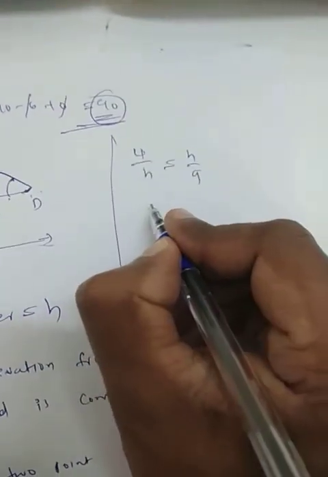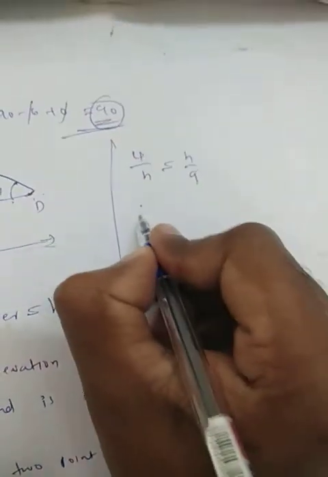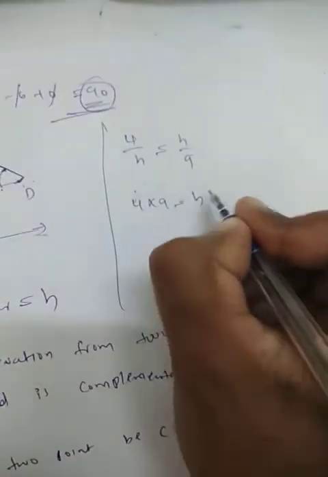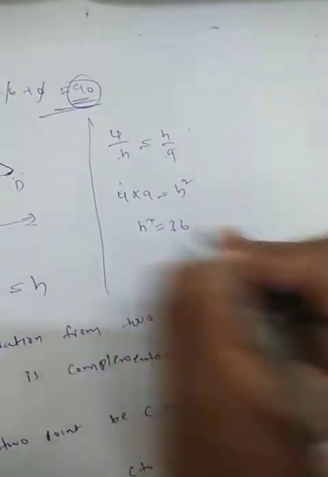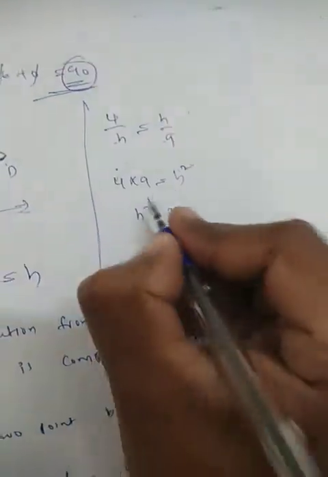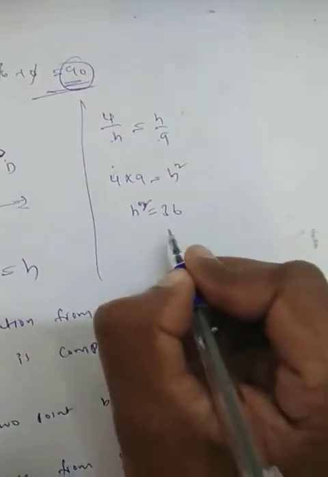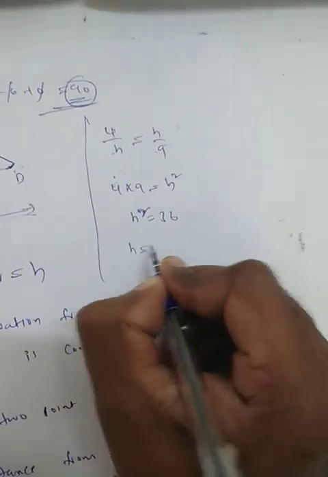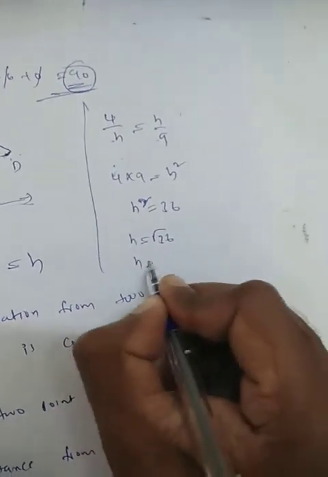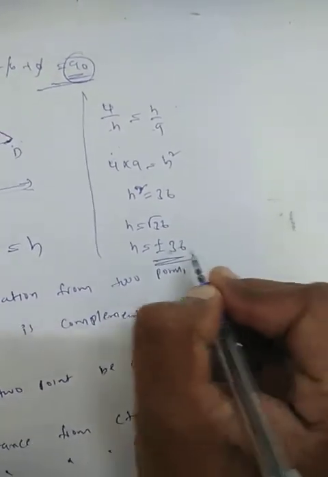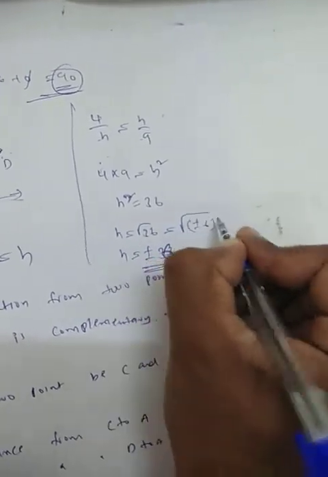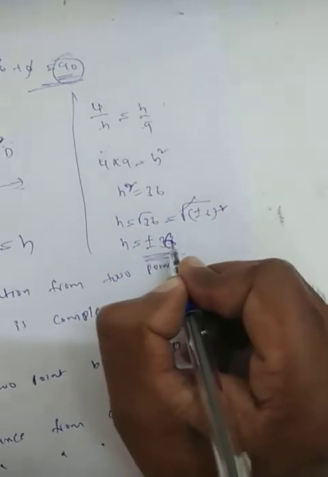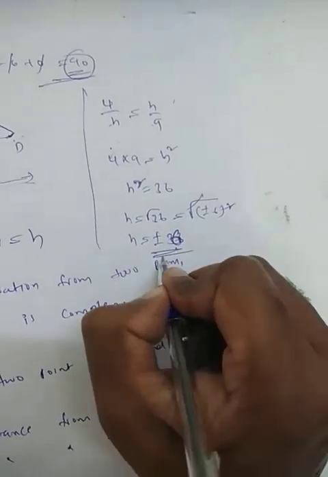On cross multiplication, I want the H value here, and that value should be 6 meters. So 4 into 9 is equal to H square. H square is equal to 36. Now the square goes out of the equal to symbol and becomes a square root. H is equal to square root of 36. The value of H will be plus or minus 6, in the sense either plus 6 or minus 6.